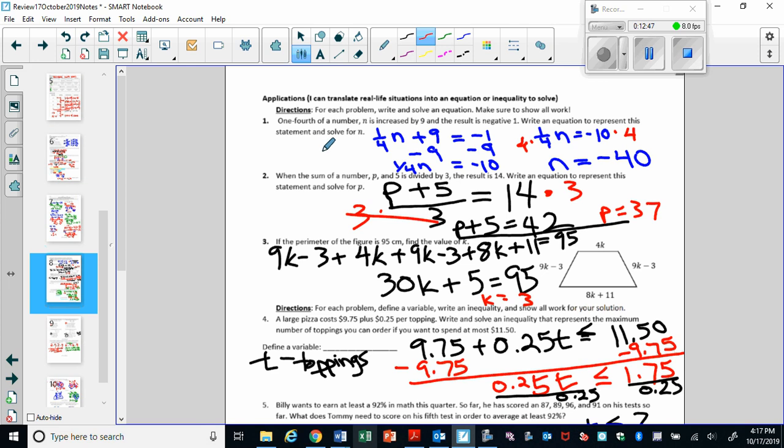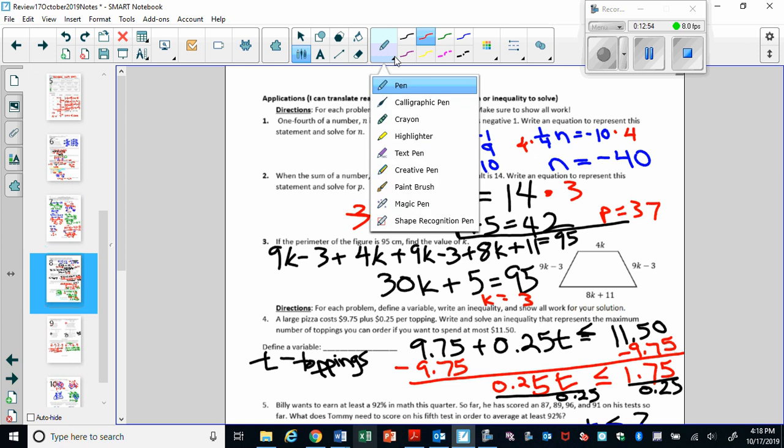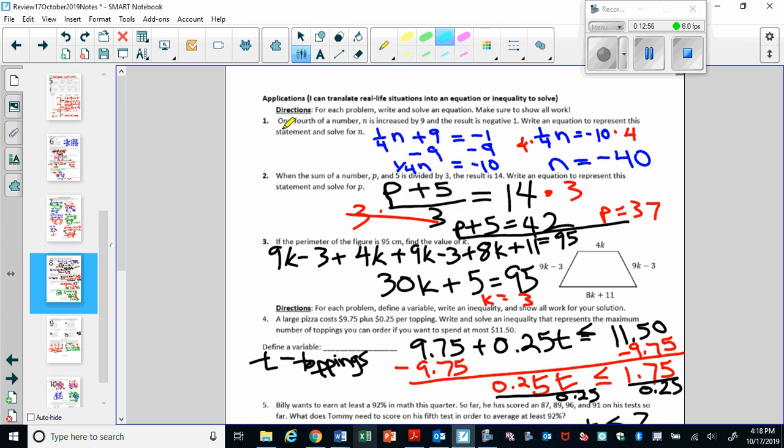Number 8 might have been a little tricky. So 1/4 a number. That's where we get the 1/4 in. Increased by 9. Again, here is highlight, highlight, and the result is -1. The result is -1 is right here.